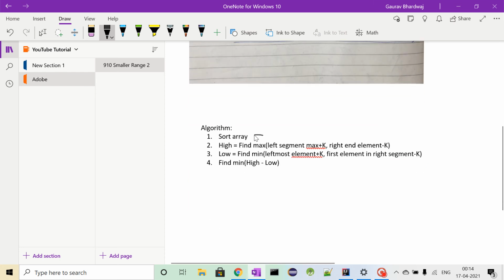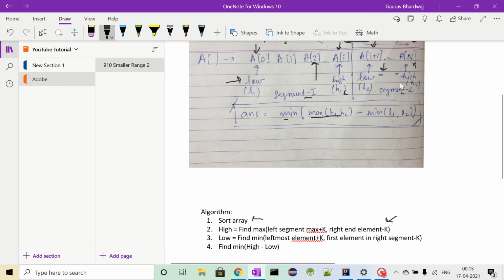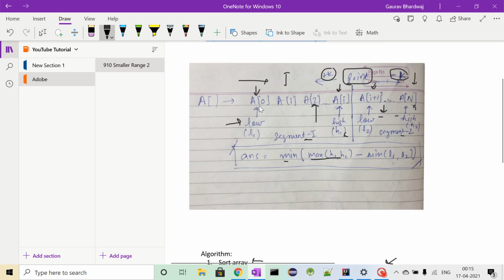Sort the given array A, and high equals the max of the left segment max plus k and the right segment max minus k, and find the minimum, the leftmost element of the array plus k, and the leftmost element in segment 2. Sorry, the leftmost element in the array, that is this.